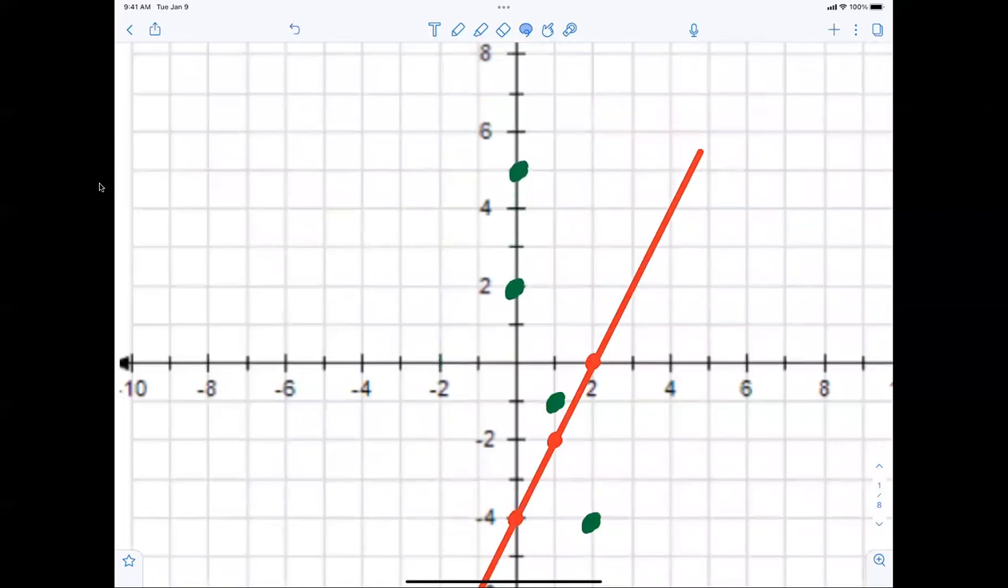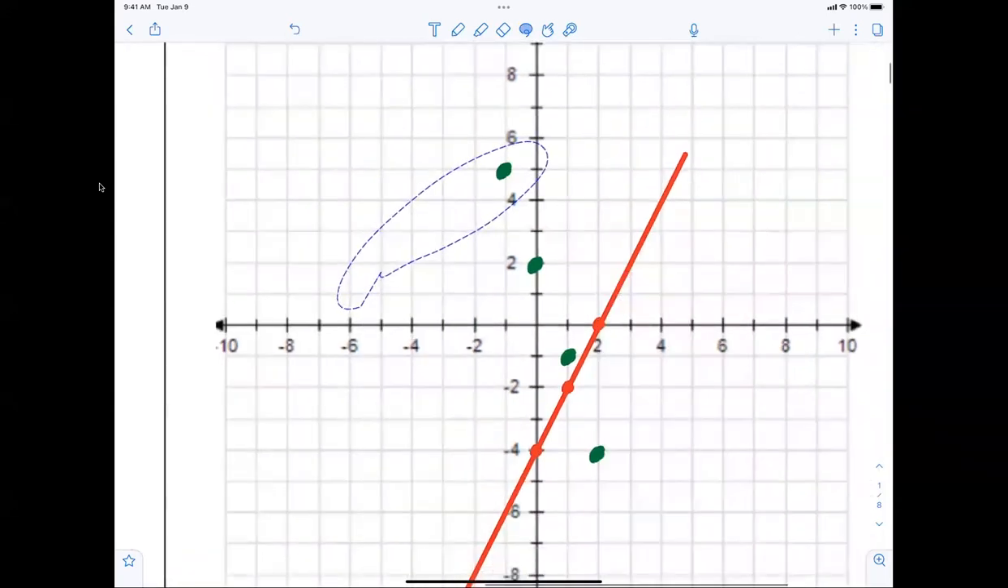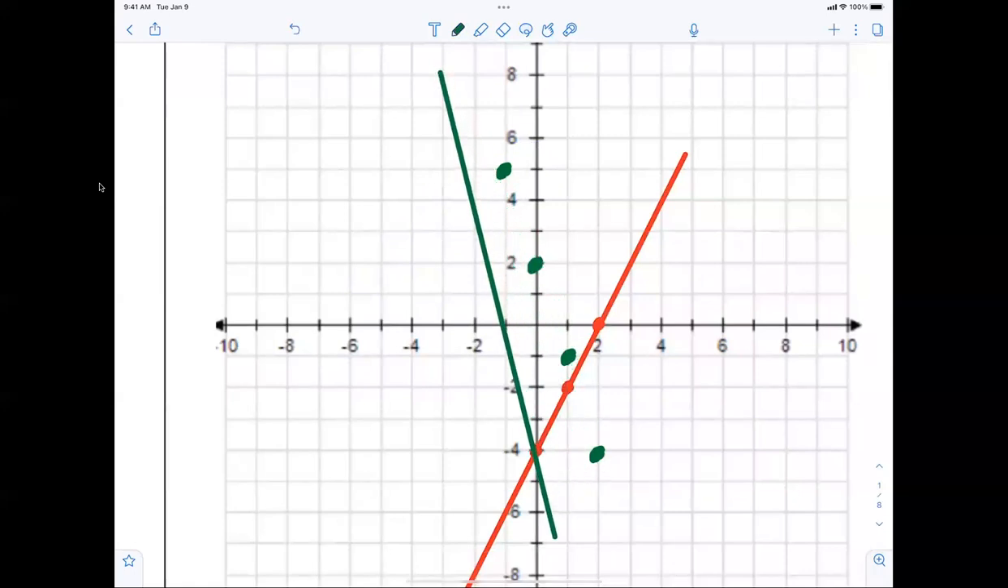Up 3 and to the left 1. Now, are the points the same? No, the points are not the same, but are the points on the line? Yes, it doesn't matter what direction you go. If you go down, you have to go to the right. If you go up, you have to go to the left. But of course, I never go up and left unless I absolutely have to, because people forget left is negative. From there, now we're graphing that line.